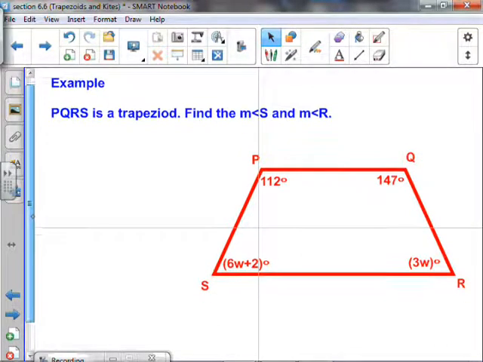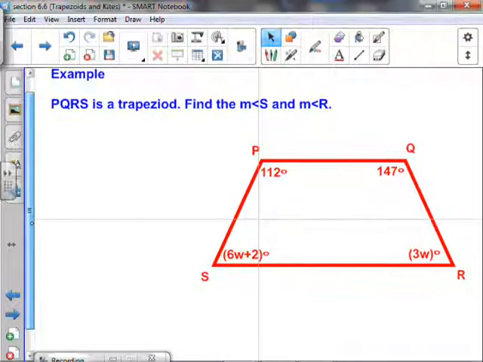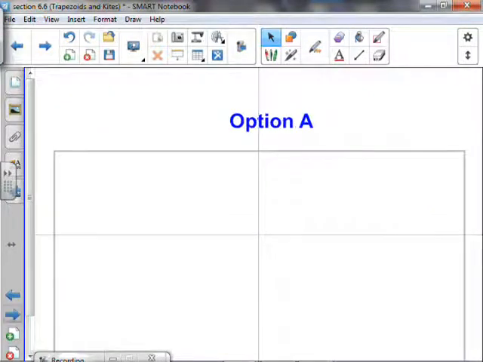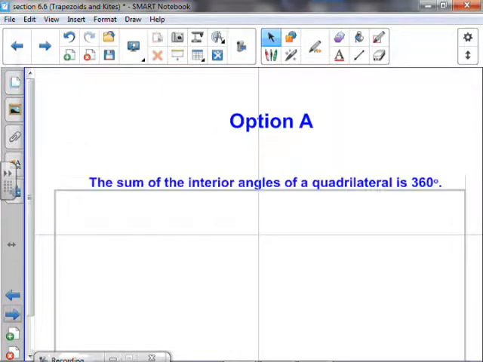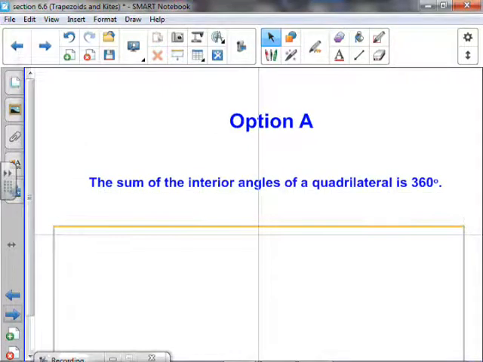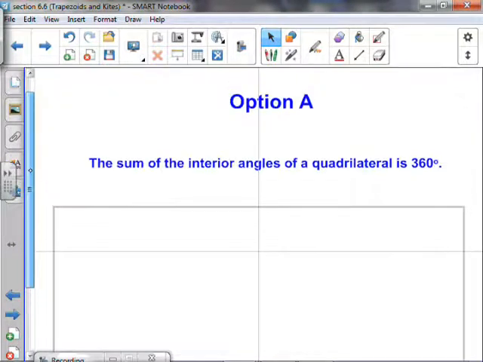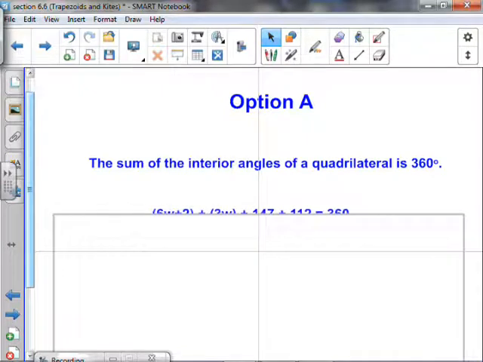All right, because we know that this is a trapezoid, well, because we know it's a quadrilateral, really, we know that the angles have to add up to 360 degrees. Let me just see if it's on the next slide here. Yes, we actually have two options for this. Option A is that the sum of the interior angles of a quadrilateral is 360 degrees, and that comes from our formula for the interior angles sum that we did in section 6.1.